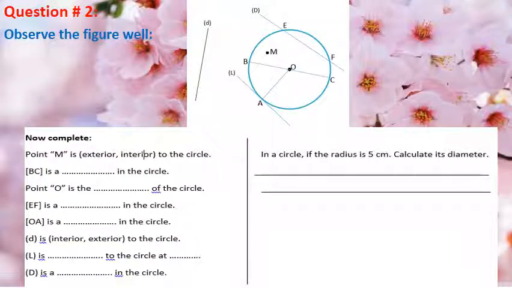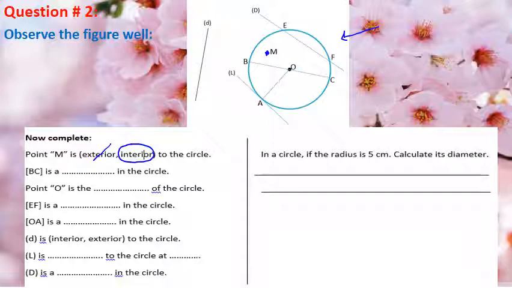Now in question number 2, we should observe the figure 1. If we look at this figure, we can see a drawn circle with many lines in this circle. After observing it, we should now complete the following sentences. Point M is exterior or interior to the circle. This is point M. We can see that M is inside the circle. It means that point M is interior to the circle because exterior means outside.